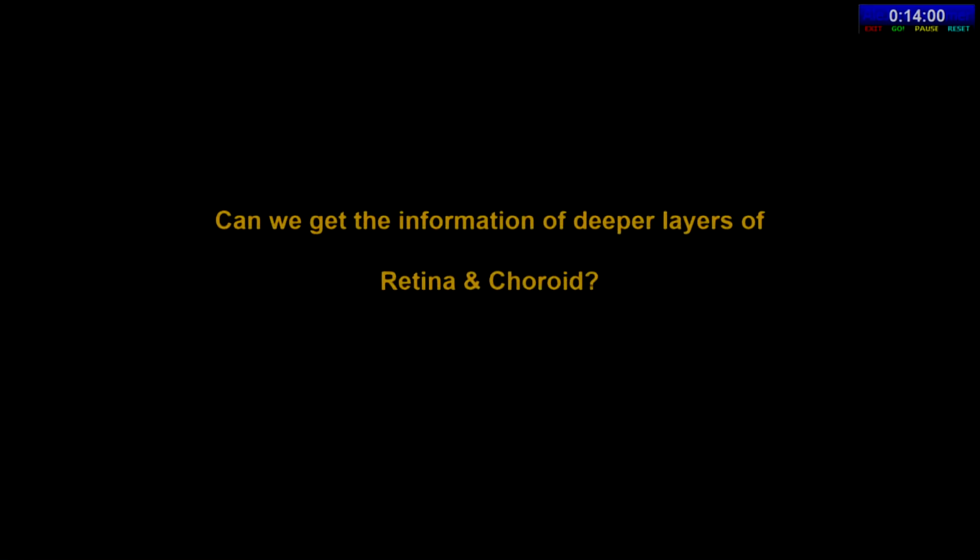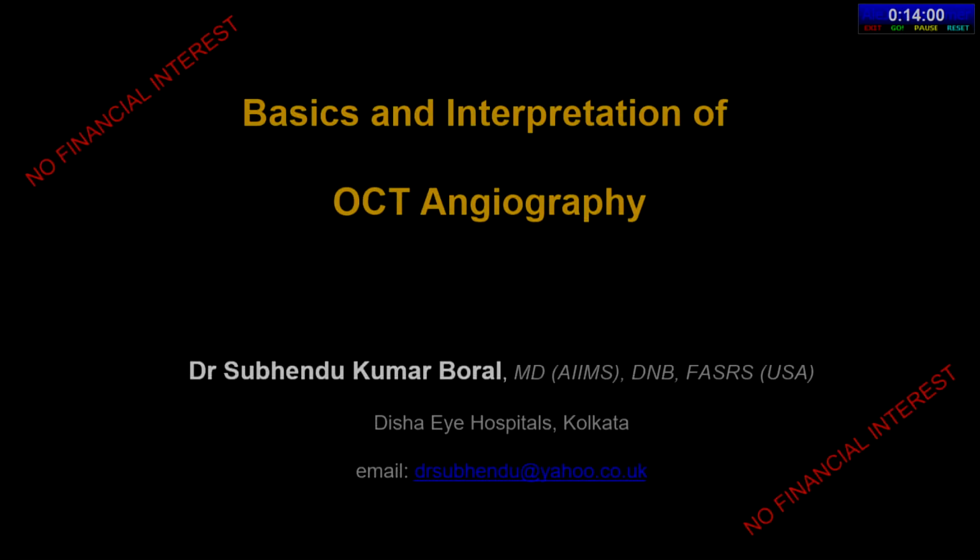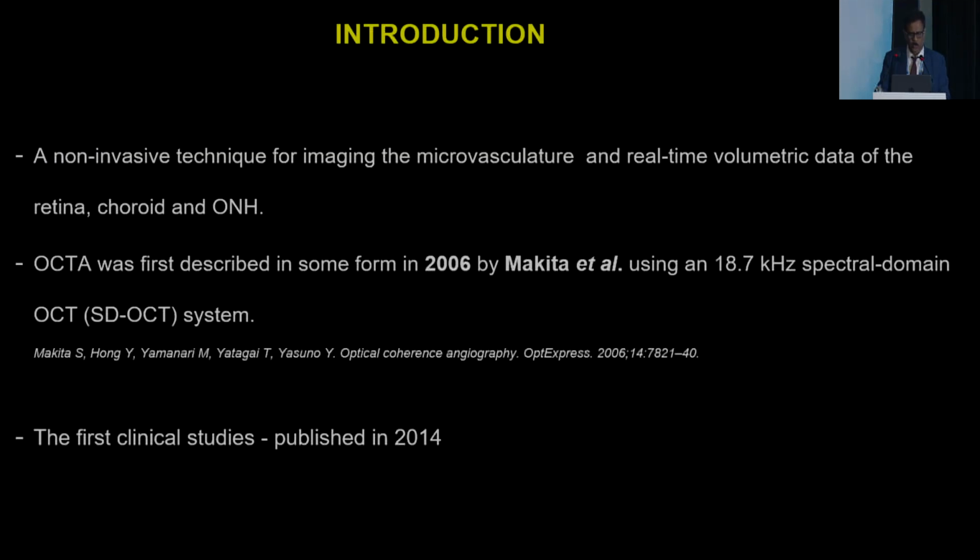Can you get the information of the deeper layers of the retina and choroid? From FFA and ICG you are getting the information from the fundus images, and from OCT we are getting cross-sectional images. If you combine both of these two factors, we can get the OCT angiography, but without dye. So today I will talk about the basics as well as interpretation of the OCT angiography in a few cases. I have no financial interest.